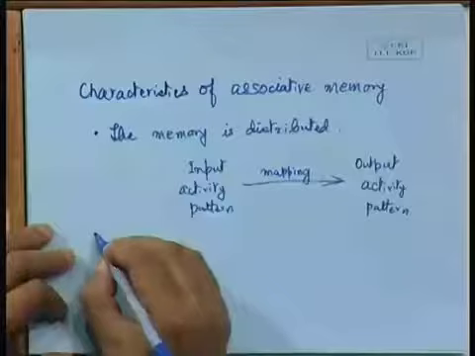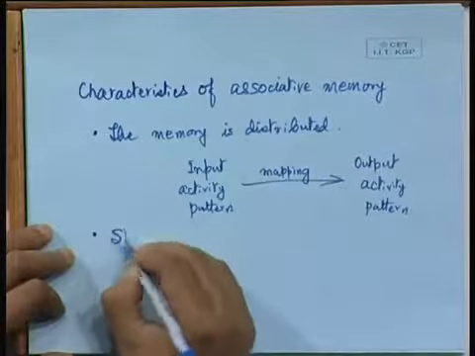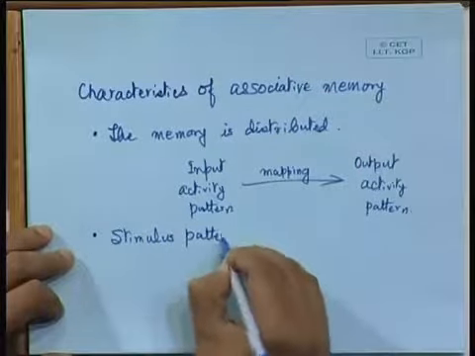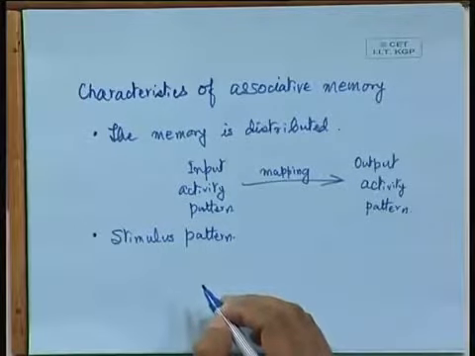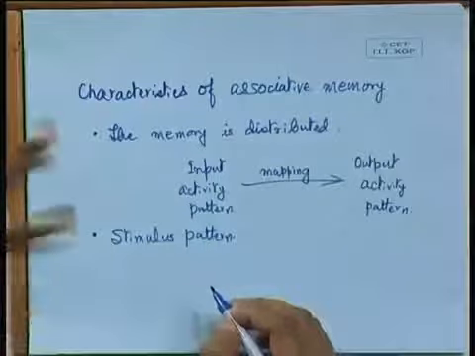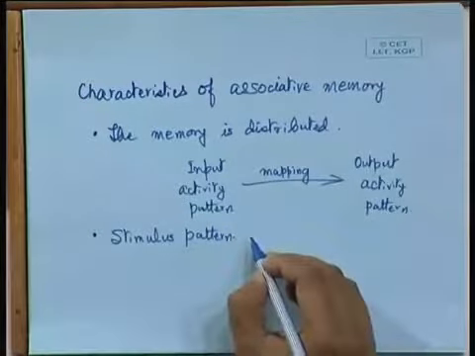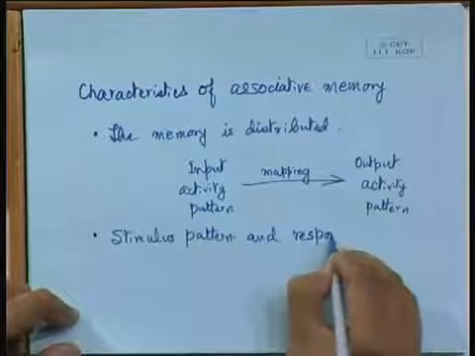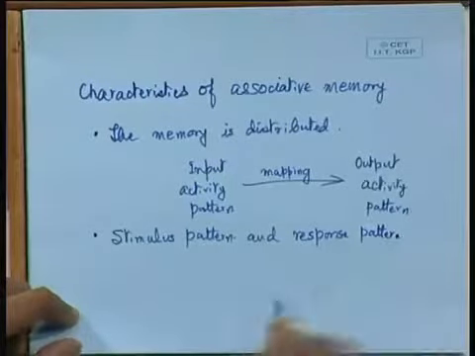And then the second characteristic is the stimulus pattern. What is meant by stimulus pattern? The input. Like the example I was giving a little while back, the stimulus pattern is the face of the person whom I am seeing right now and trying to associate. So the stimulus is one pattern, and then we are also going to have a response pattern.